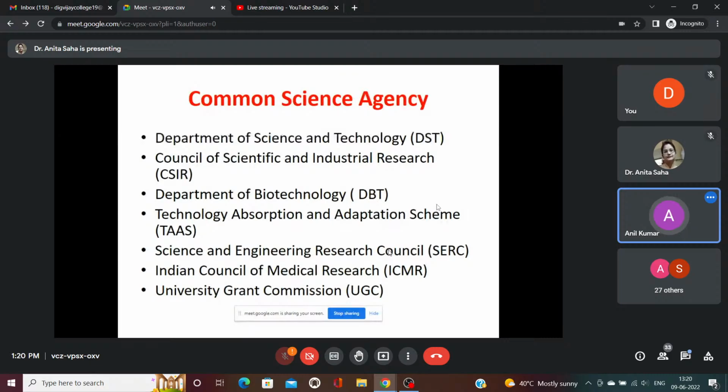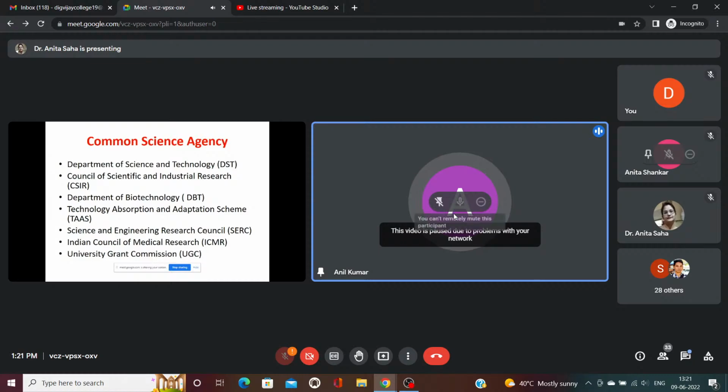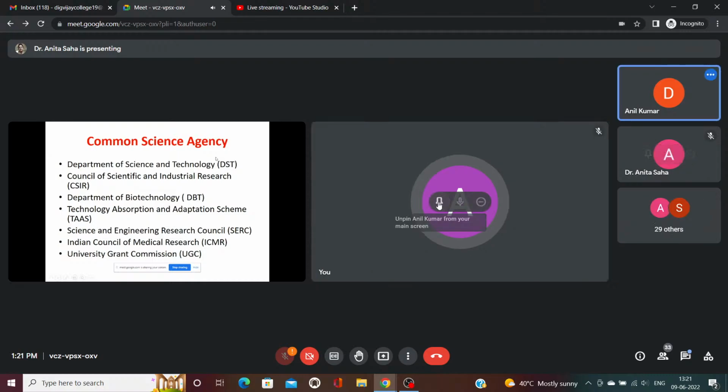What are common science agencies? We have tried to prepare a database or a list of funding agencies from where we can approach for research funds. There are some common science agencies like the Department of Science and Technology, DST, CSIR, the Council of Scientific and Industrial Research, Department of Biotechnology, then Technology Absorption and Adaptation Schemes, popularly known as TAAs, then the Science and Engineering Research Council, then the Indian Council of Medical Research, ICMR, and one white elephant is now the University Grants Commission.